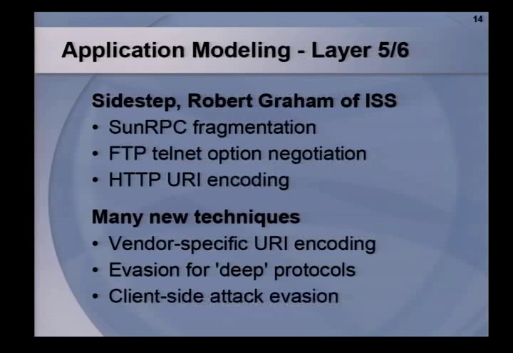papers that were released was Robert Graham from ISS released Sidestep. It had a number of different IDS evasions and bypasses that he implemented. The primary ones that he discussed were SunRPC fragmentation. So at the TCP layer, you can fragment SunRPC requests. At the time, none of the IDSs, except for Robert Graham's IDS, could handle that.